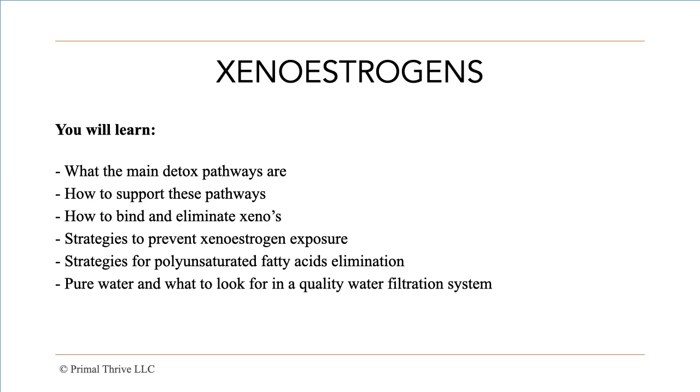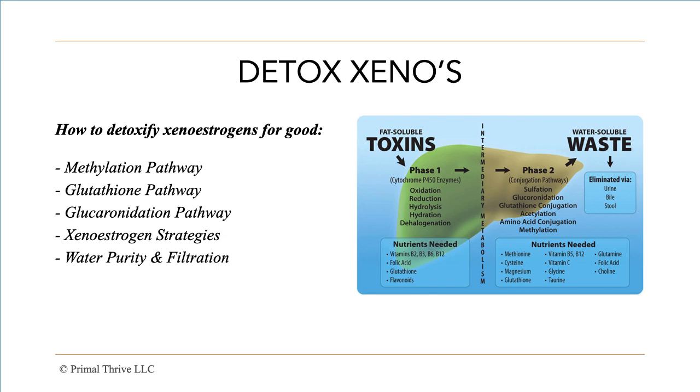In this part of the course, you will learn what the main detoxification pathways are, how you can support these pathways, how you can bind and safely eliminate xenoestrogens, and various strategies to prevent xenoestrogen exposure, also strategies for detoxification of xenos and PUFAs, and how you can get pure water and what to look for in a quality water filtration system. So how do we go about eliminating or detoxifying these xenoestrogens? Well, we will go through the various pathways like methylation, glutathione pathway, and glucuronidation, which are the main pathways of xenoestrogen detoxification. And then we will see certain strategies and how we can get pure water or filter water to make it more pure.